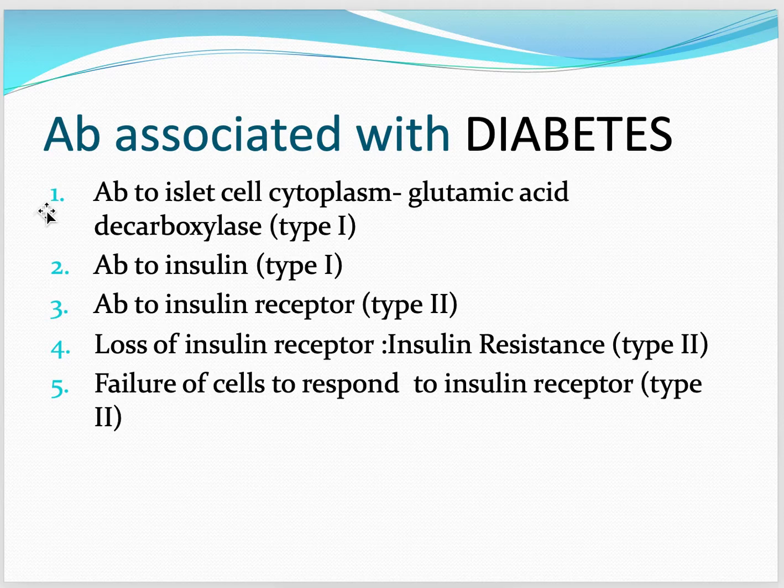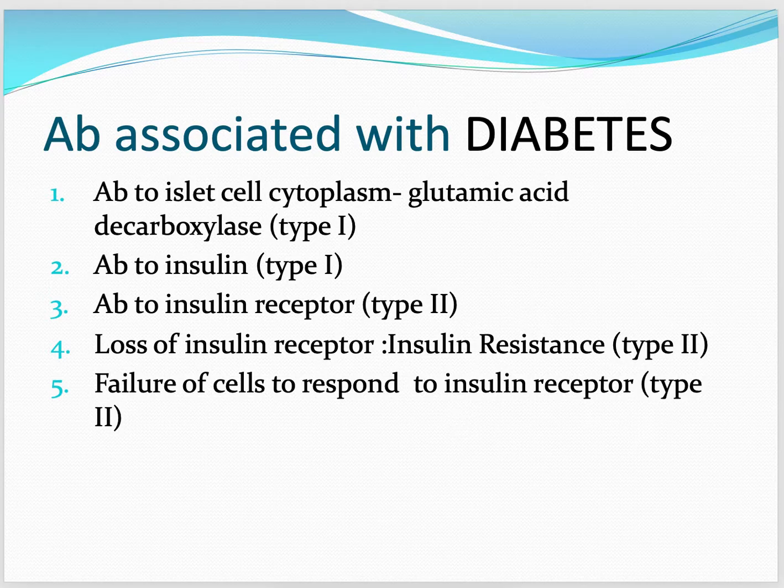Some antibodies to insulin will also cause type 1 diabetes. Antibody to insulin receptor will cause type 2 diabetes. Loss of insulin receptor, that is insulin resistance. This is called insulin resistance, type 2 diabetes. Failure of cells to respond to insulin receptor will also cause type 2 diabetes.